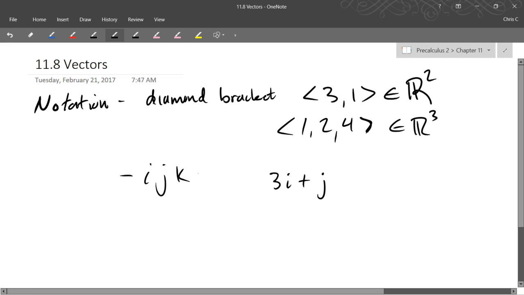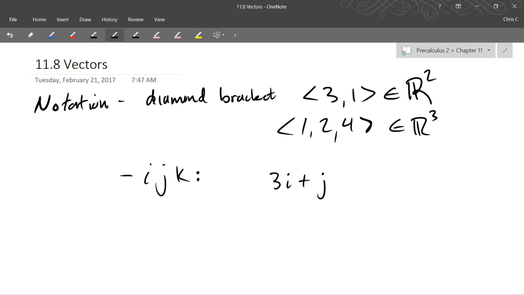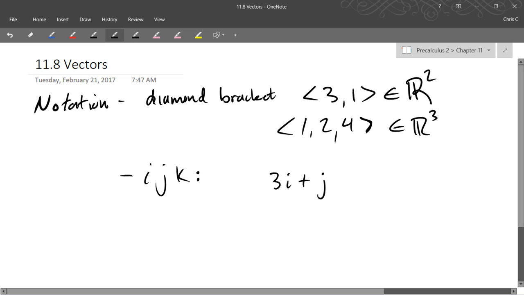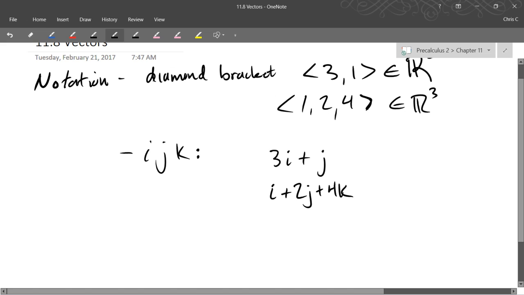In IJK notation, our first vector, 3, 1, is written as 3i plus j. And the coefficients are the amount you go in the I and J direction. And the second one, 1, 2, 4, looks like I plus 2J plus 4K. The coefficients determine the coordinates.